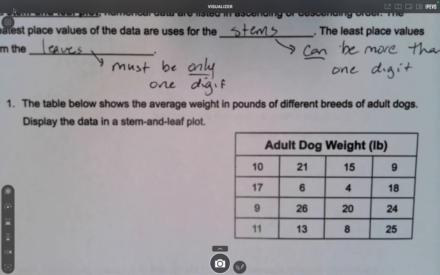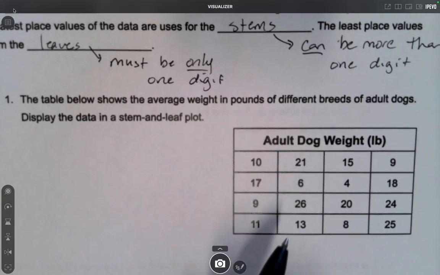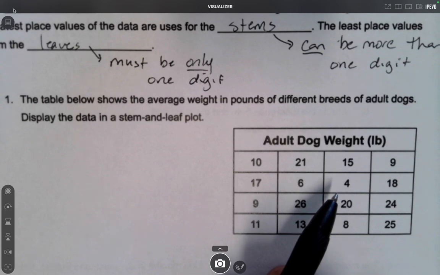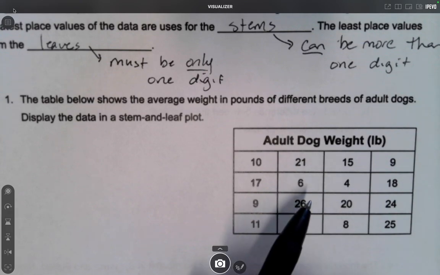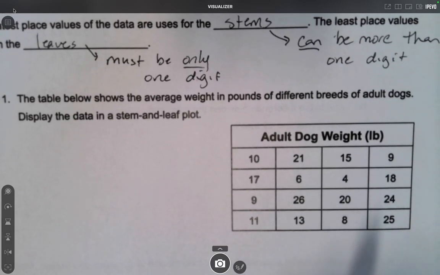So this table shows the average weight in pounds of different breeds of adult dogs. Display the data in a stem and leaf plot. Okay, so the smallest I see is 4, and the biggest I think is 26. So this ranges from 4 to 26. So it seems appropriate that we could make the stem the tens place.